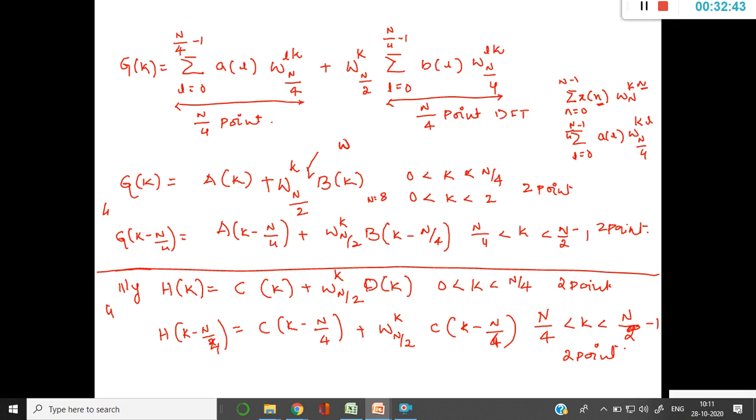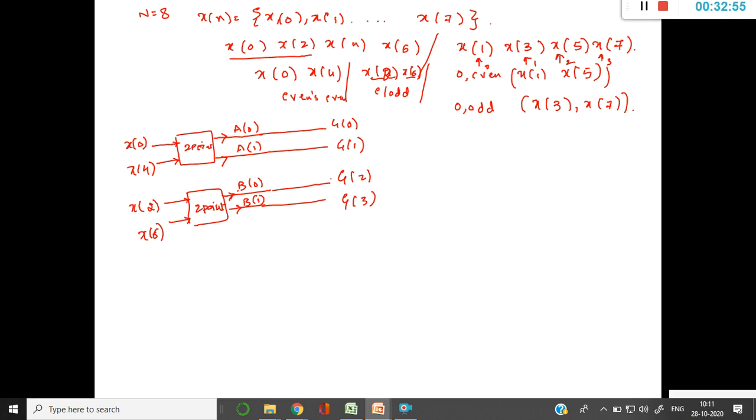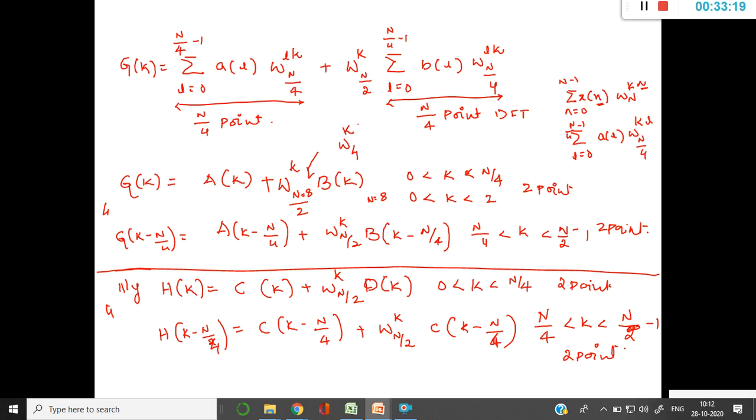For 8 point, I'll fix it. W 8 is, if I put 8 here, then this is W4 to the power of k. Right? Now, next case. So this is a of 0 is multiplied with what value? W4 to the power of 0 into b of 0 plus a of 0. This is the addition process that we perform here. G of 0 is equal to, I'll just go back one slide. Look at this, observe carefully.